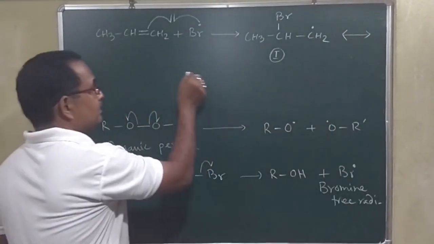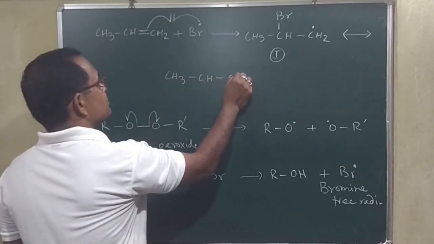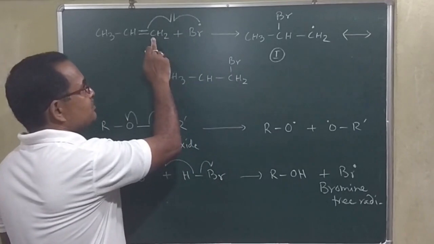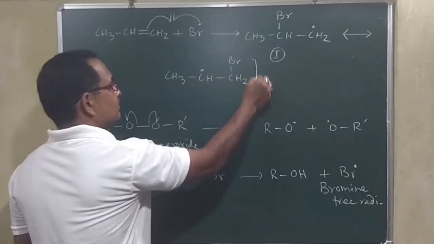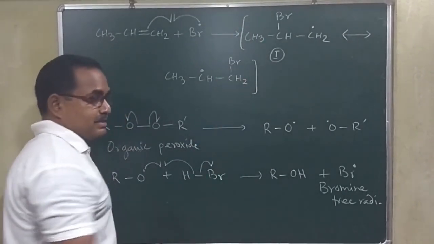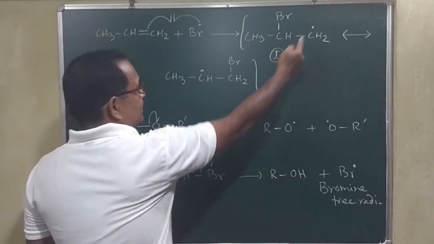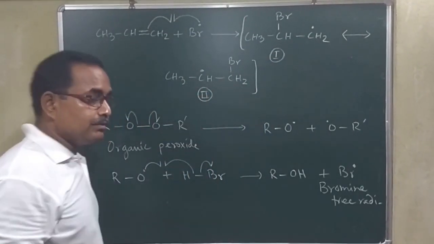What is that? CH3 CH2Br. Now bromine adds with this carbon. Then the radical will be here. So in this case also there are 2 possibilities. This is one possibility, we get radical 1. This is another possibility, we get radical 2.